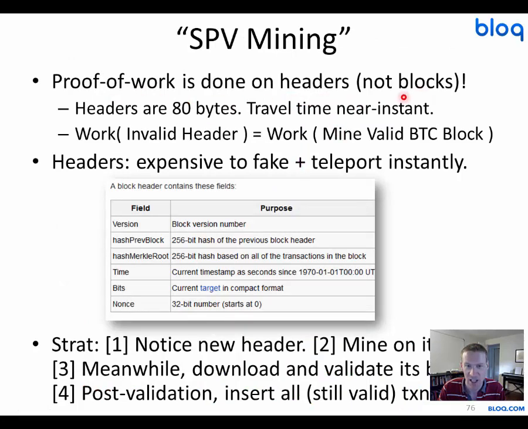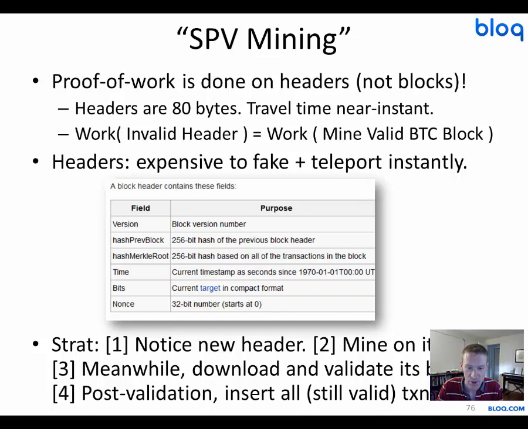Proof of work is done on headers, not the whole blocks themselves. 80 bytes, very, very small. Just as much work to do an invalid header as a valid header. So they're expensive to fake and they teleport instantly. So the strategy is you notice a new header, you mine on it. Meanwhile, you download and validate the block. And once you've downloaded and validated, you try to insert all the transactions that are still valid.